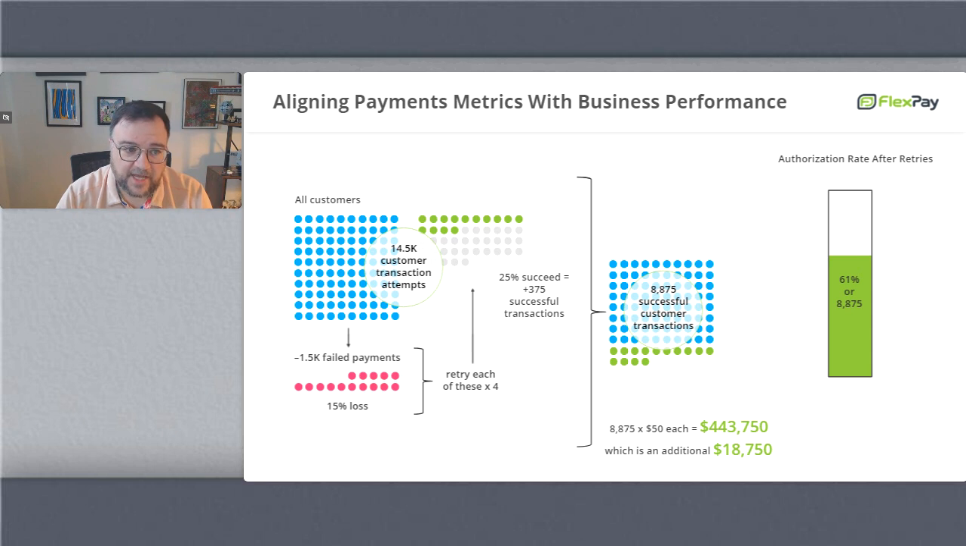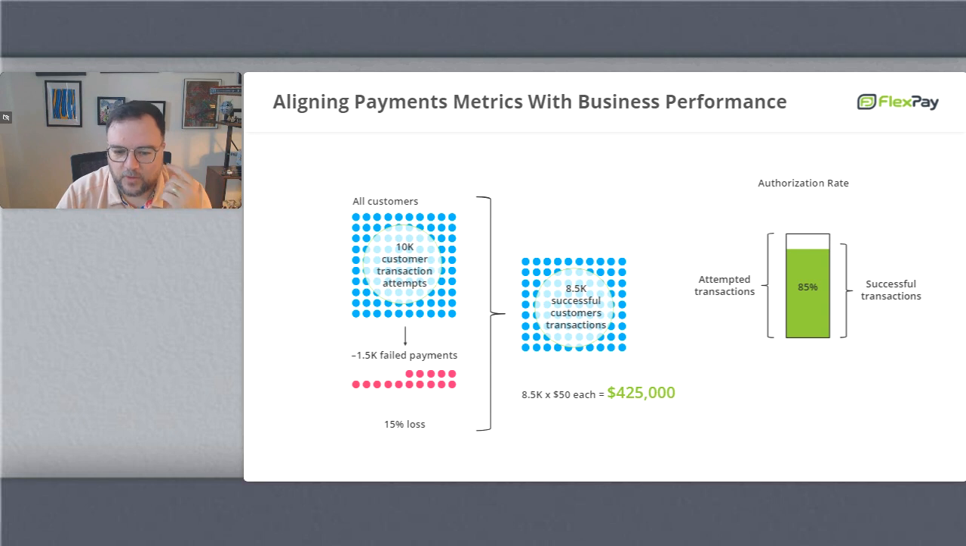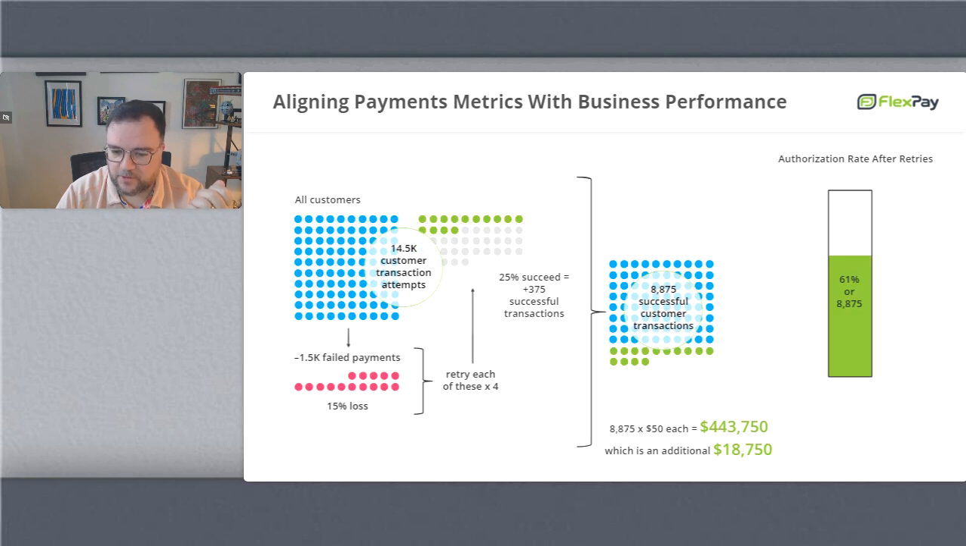But when you look at the actual metrics at the end of the day, if I jump back 2 slides, you'll see here that you're actually generating $425,000 of revenue from this first cohort of customers with no reattempts, and it looked like you were getting an 85% success rate. Jump forward, you're looking at $435,000 of revenue, which is an increase of $20,000 of revenue, but your authorization rate is looking much lower.